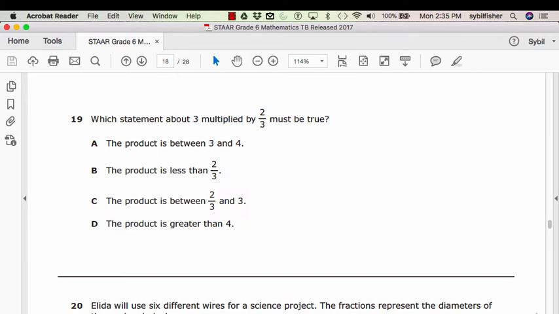Which statement about 3 multiplied by 2/3 must be true? A, the product is between 3 and 4. B, the product is less than 2/3. C, the product is between 2/3 and 3. D, the product is greater than 4.